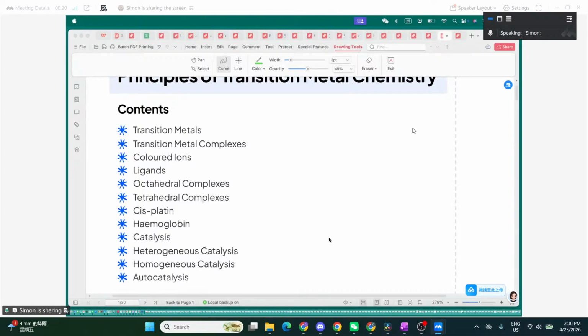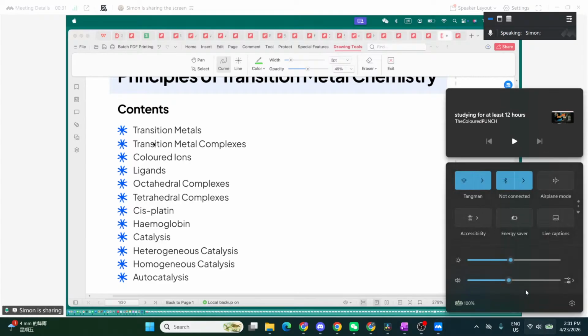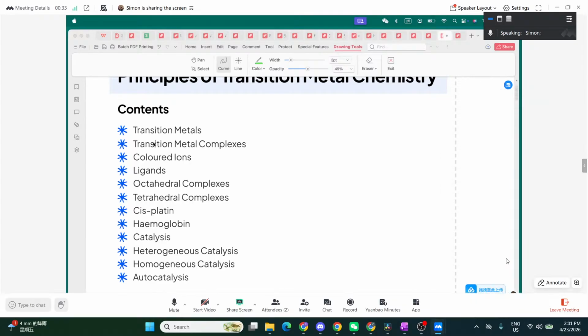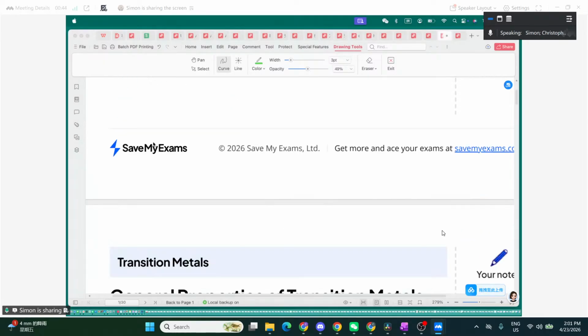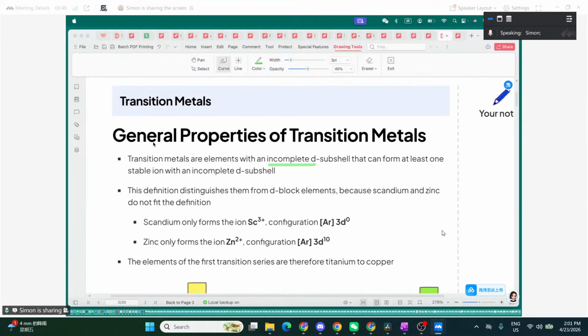For the content, the first one is we need to know what the transition metal is. And after we learn the transition metal, we need to learn the transition metal complexes and their properties, like the complexes, the colored ions, the ligands. First, what is the transition metal? Can you recall?